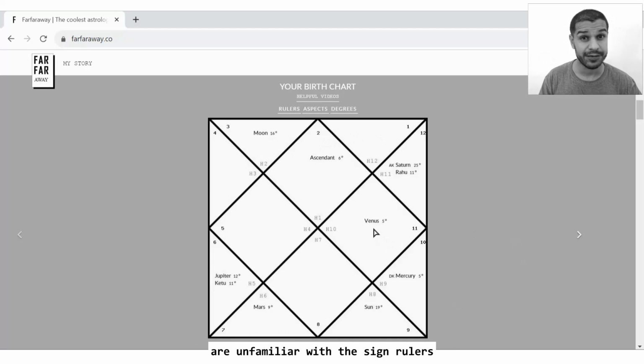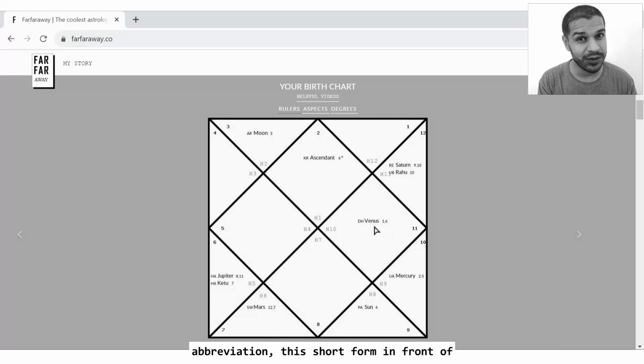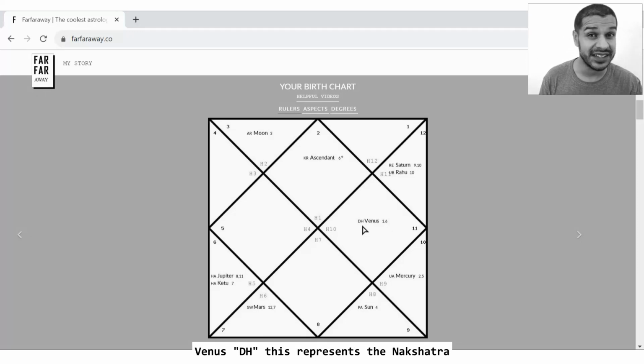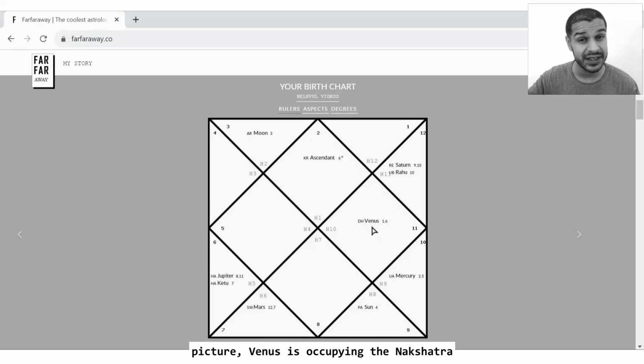So if you are unfamiliar with the sign rulers, you can click this button, Rulers, and you'd see a few numbers appearing next to the planets. Now you can see Venus in the 10th in the sign of Aquarius and is further ruling the 1st and the 6th house. What is this abbreviation, this short form in front of Venus, DH? This represents the Nakshatra. So you now have the complete picture. Venus is occupying the Nakshatra of Dhanishta.